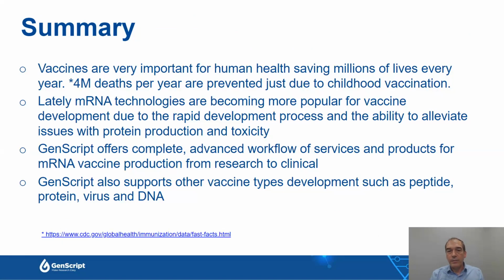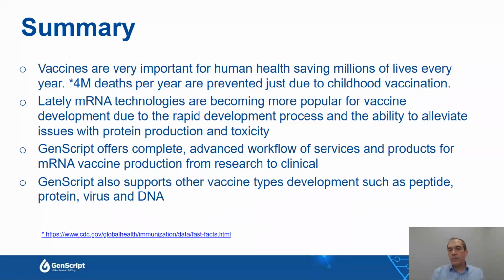And this is my summary, my last slide. So vaccines obviously are very important for human health. According to the CDC website, more than 4 million deaths per year are prevented just due to the childhood vaccination, and many more due to subsequent vaccinations.